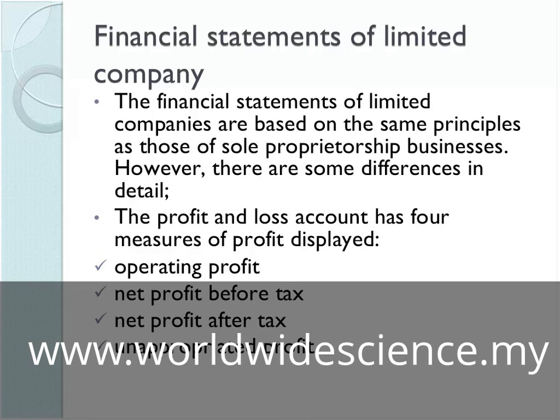The financial statements of limited companies are based on the same principles as those of sole proprietorship businesses, right? However, there are some differences in detail. The profit and loss account, which is the income statement, has four measures of profit displayed. First is the operating profit, then net profit before tax, net profit after tax, and unappropriated profit. In the income statement we show these four kinds of profits, right?